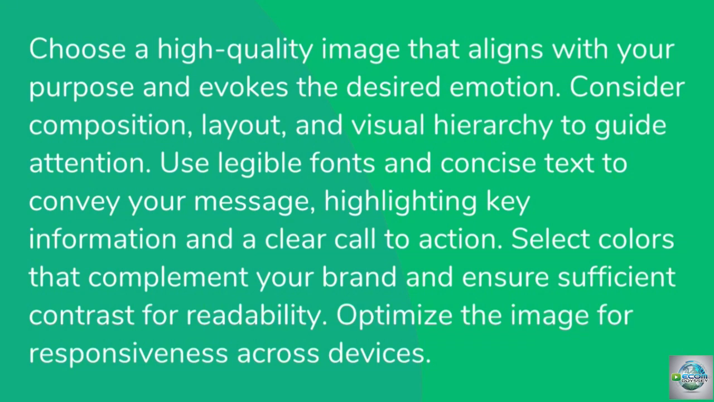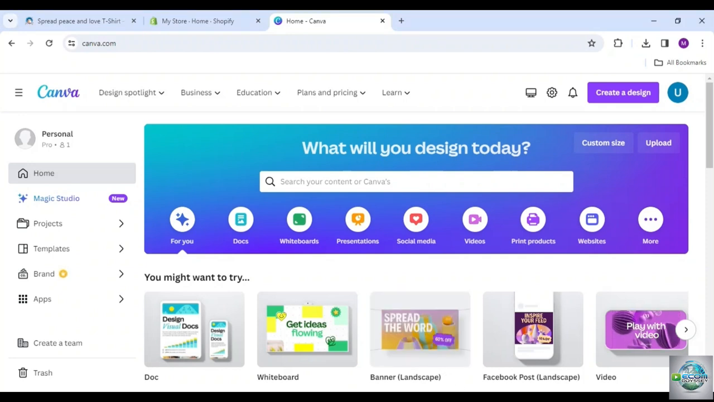Now, we are going to design our hero image. Similar to designing logo, we will use Canva to design the hero banner. Visit the Canva website www.canva.com and sign into your account. If you don't have an account, you can create one for free. Once you're signed in, you'll be taken to the Canva homepage. Click on the Custom Size button.